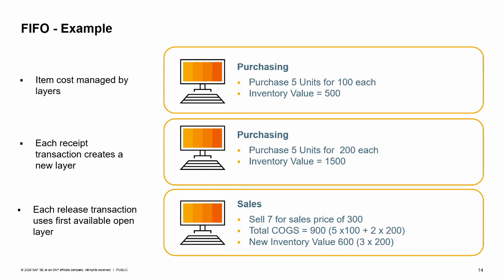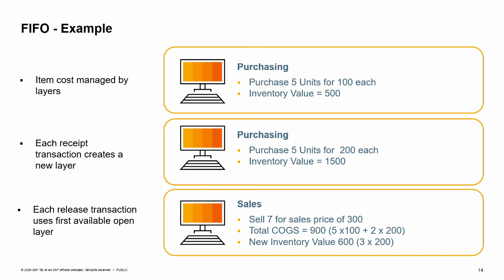We purchase a second quantity of 5 units at 200 for a total value of 1,000. The second goods receipt PO creates a second FIFO layer for these 5 units costing 200 each. The inventory value is now 1,500, that is 500 plus 1,000. We sell a quantity of 7 for the sales price of 300. Remember, sales price is not important in determining item cost.